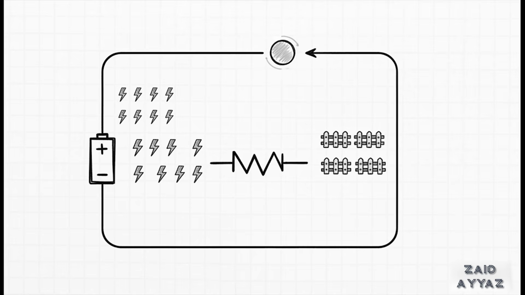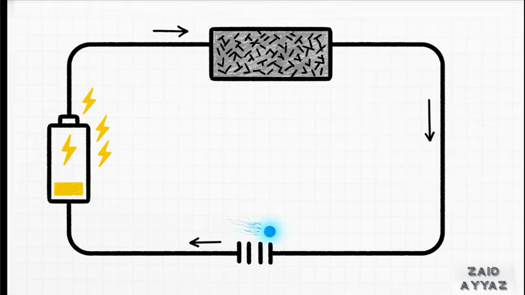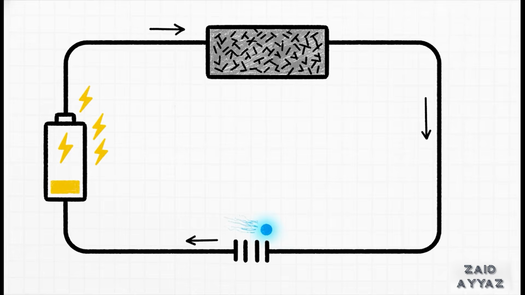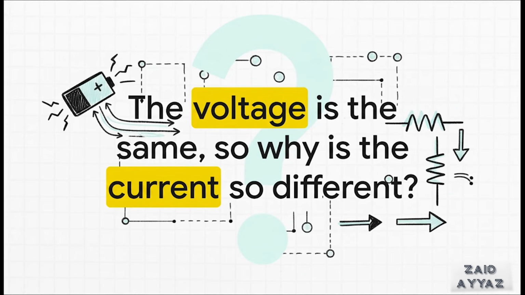Now check this out. Let's really see this relationship in action. In this first circuit, we've got 10 volts of push and 10 ohms of resistance. Our formula tells us that's going to give us exactly 1 amp of current. Got it? 1 amp. Now, for our second circuit, we keep the voltage exactly the same, still 10 volts of push. But this time, we've jacked up the resistance all the way to 100 ohms. And look what happens to the current. It plummets to just 1/10 of an amp. So what's going on here? The force pushing the electrons is identical in both circuits. So why is the flow, the current, so dramatically different?